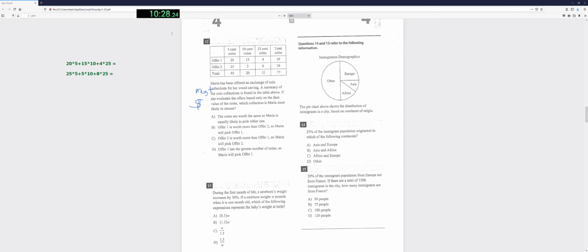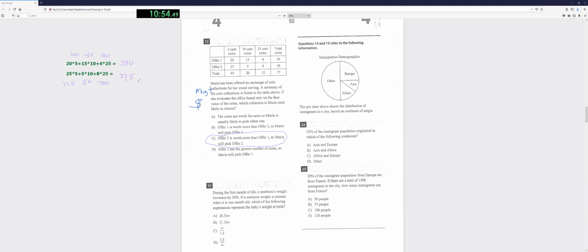So this is going to be 100, 150, and 100. So that's a total of 350. And this is 125 and 50 and 200. 200 and 120 is 320. This is 375. So clearly offer 2 is worth more. Offer 2 is worth more than 1, so she should pick offer 2.